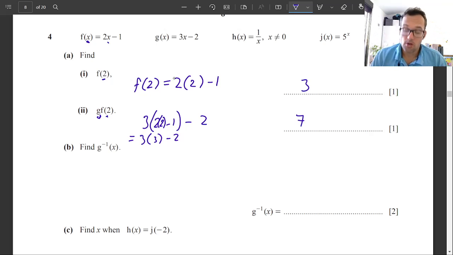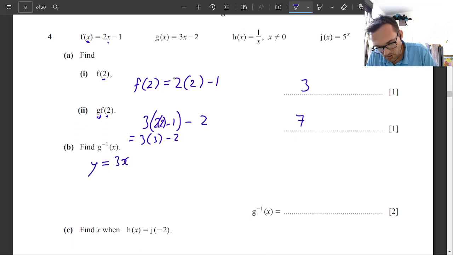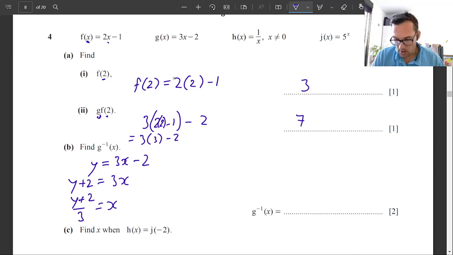The inverse of g, one way of doing this is setting it equal to y, the function of g. Then rearrange it to make x the subject. So first we add the 2, then we divide by 3. And remember, in your final answer, just swap back that y for an x. So the answer is x plus 2 divided by 3. So far, so good.